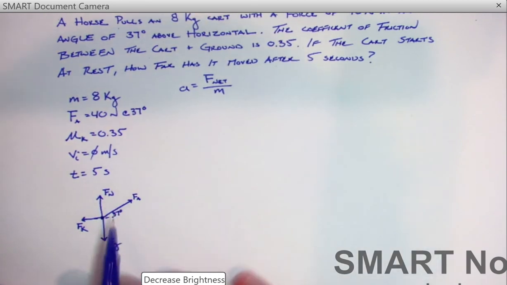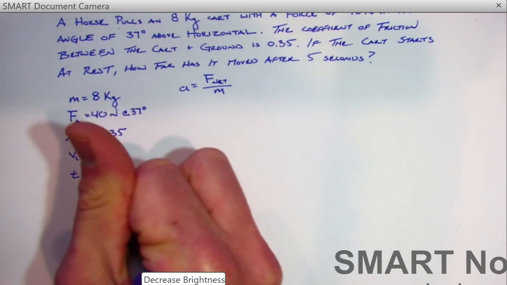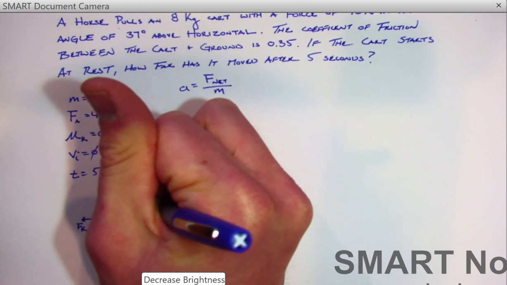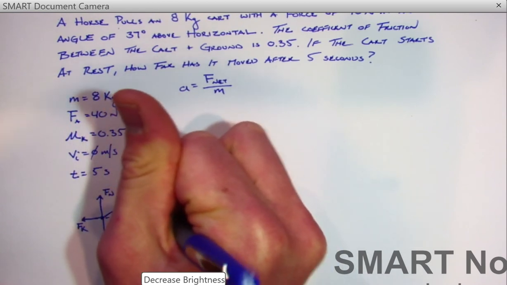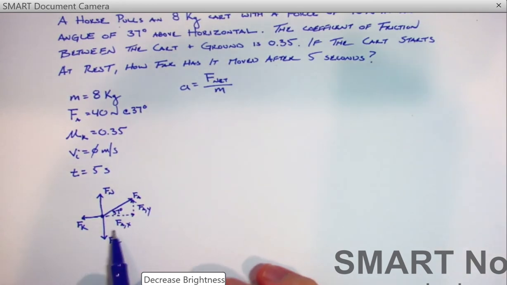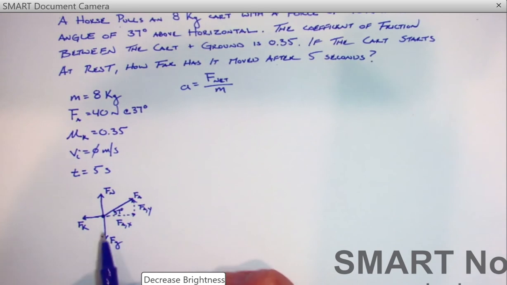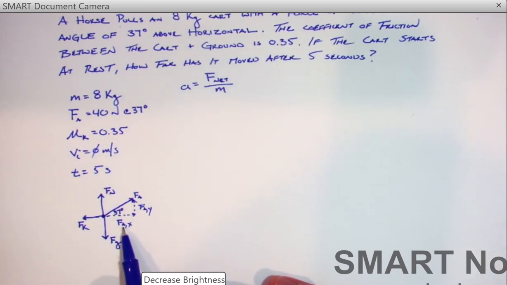So let's get started. This applied force I need to resolve for its horizontal component, force applied X, and its vertical component, force applied Y. We're going to assume that the acceleration is constant. So force applied X will be equal to the coefficient of kinetic friction. Actually, no, that won't be true because this object is accelerating. And it's at rest.